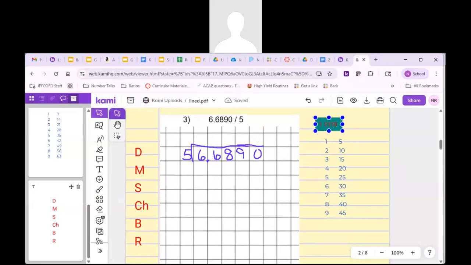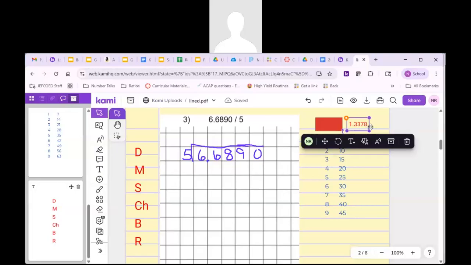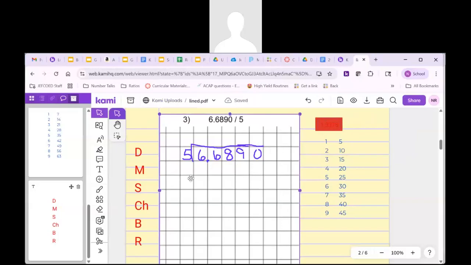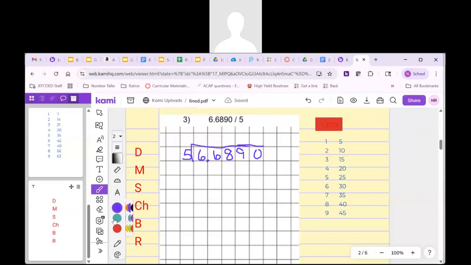Okay, for everybody else who's done it, let's look. The answer is 1 and, oh my goodness, 3,378 ten thousandths, 1.3378. Okay, so if you missed it, we're going to work it. Okay, let's see, we're blue still.